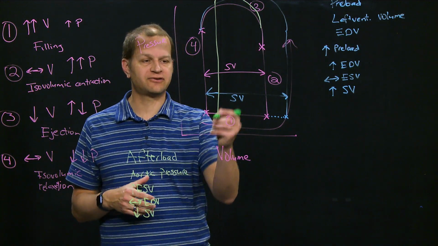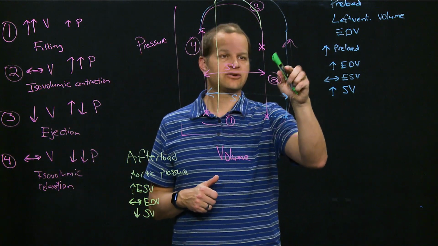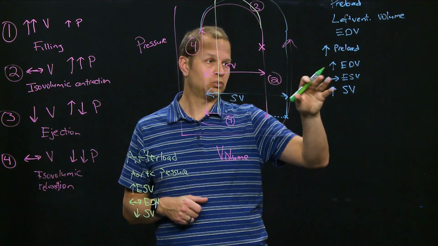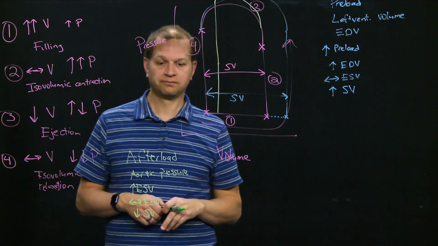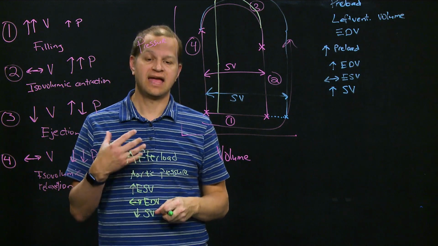Now the reverse is also true. If we decrease afterload, this line will shift this way. And if we decrease preload, this blue line will also shift this way. And so we'll change end diastolic volume and stroke volume. Whereas with afterload, we're only affecting end systolic volume and stroke volume.